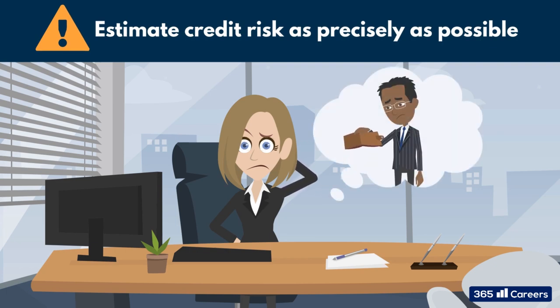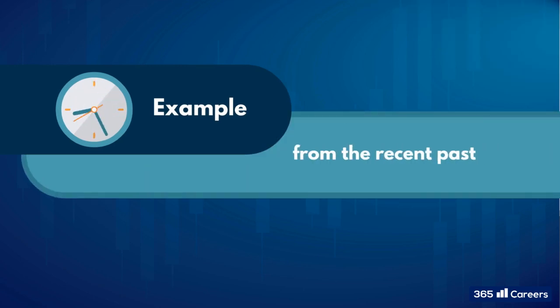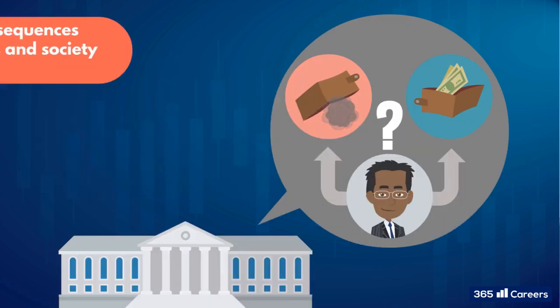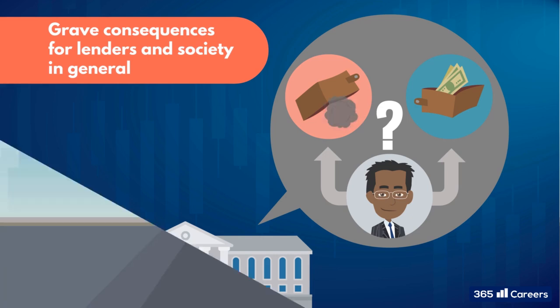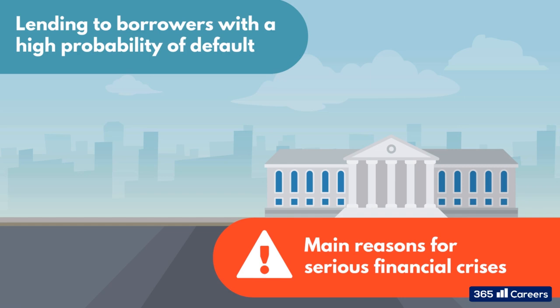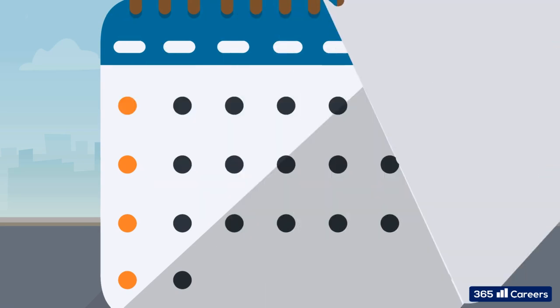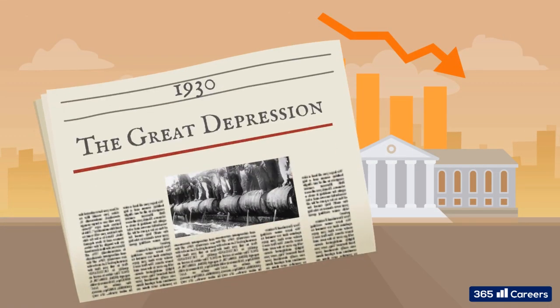Let's spend a few moments in order to provide a noteworthy example from the recent past. It's important to know that lenders' inability or failure to estimate borrowers' probability of default can have grave consequences for lenders and society in general. Lending to borrowers with a high probability of default is one of the main reasons for serious financial crises, such as the global financial crisis in 2008. It was the most serious financial crisis since the times of the Great Depression in the 1930s.